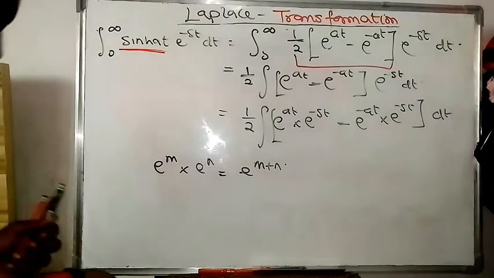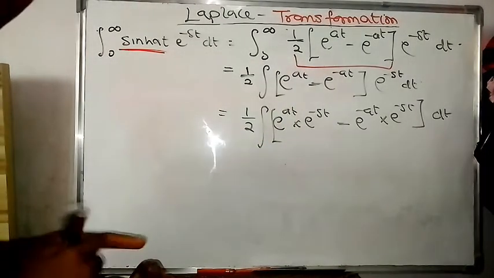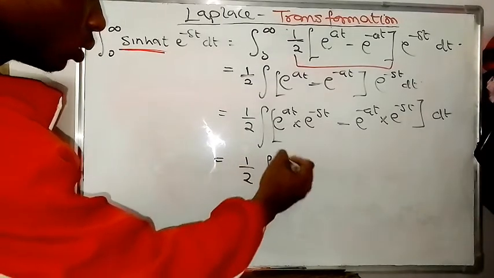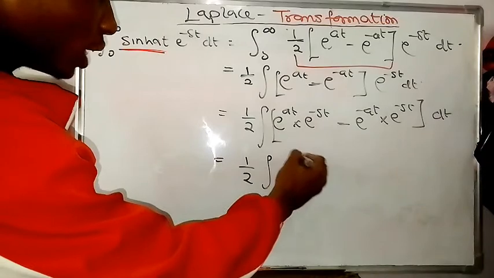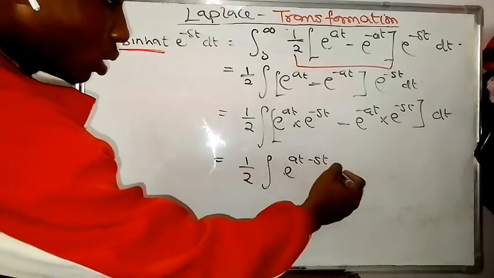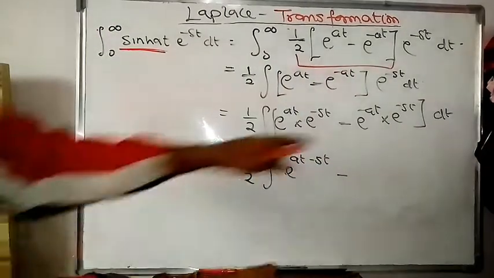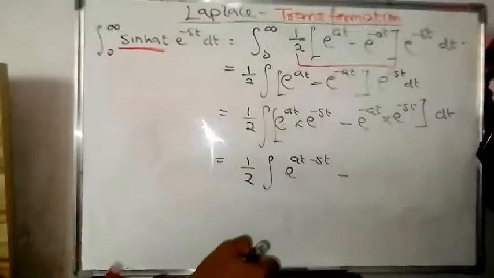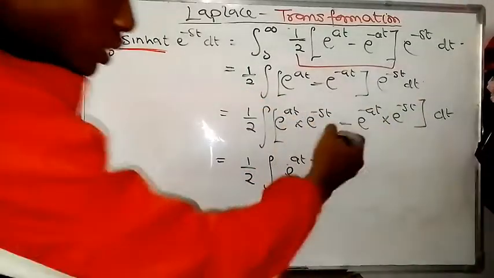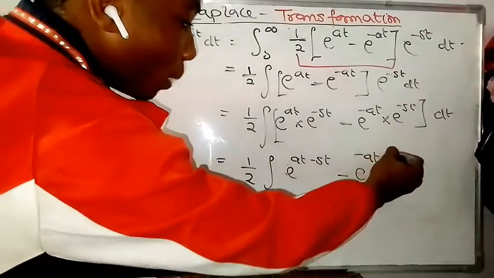So applying it, we have exponential of at times the exponential of minus st is equal to what? So 1 over 2 integral, this becomes exponential of at, since there's minus s, so it's plus and minus is minus, so at minus st, minus exponential of minus at times exponential of minus st. This gives me exponential of minus at plus minus st, which is plus and minus is also minus, so this is exponential minus at minus st.